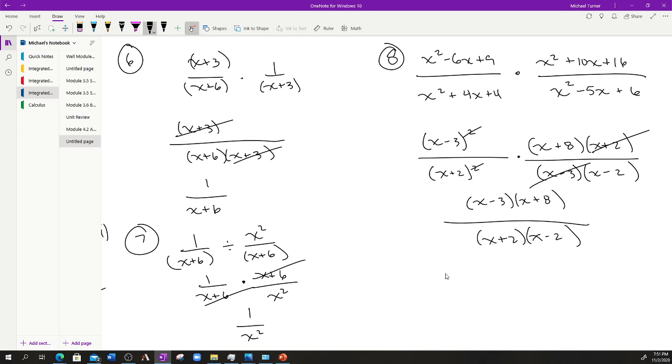If it wants you to multiply it out, then you would end up with x squared plus 5x minus 24 in the numerator and x squared minus 4 in the denominator. For me, either of these is acceptable, but if you're doing work out of the textbook or if you're looking at supplementals, just be sure to pay attention to what the question is asking you to do.